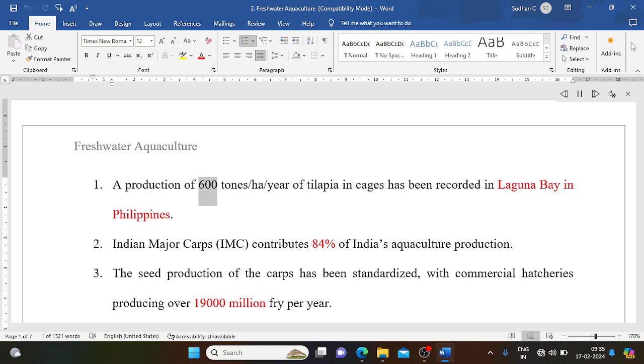A production of 600 tons/ha/year of tilapia in cages has been recorded in Laguna Bay in the Philippines. Indian major carps, IMC, contribute 84% of India's aquaculture production. The seed production of the carps has been standardized, with commercial hatcheries producing over 19,000 million fry per year.